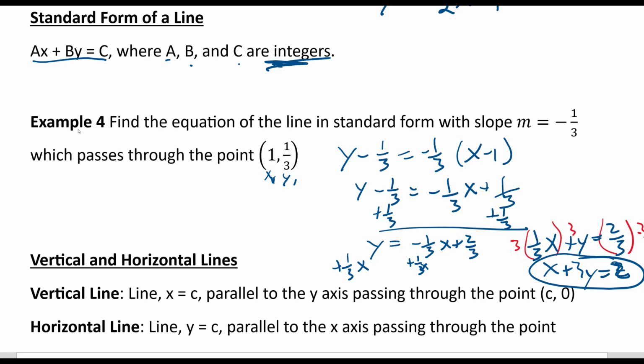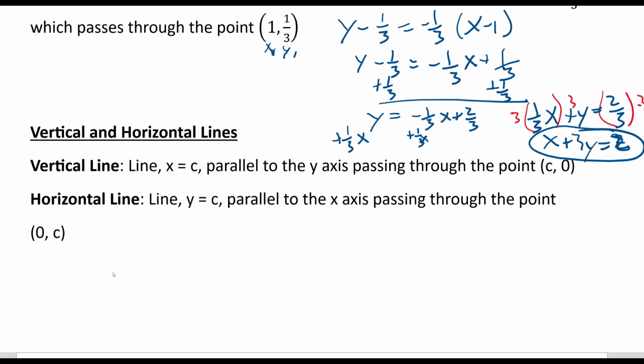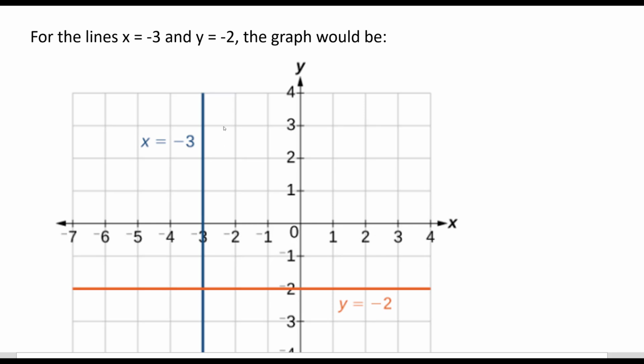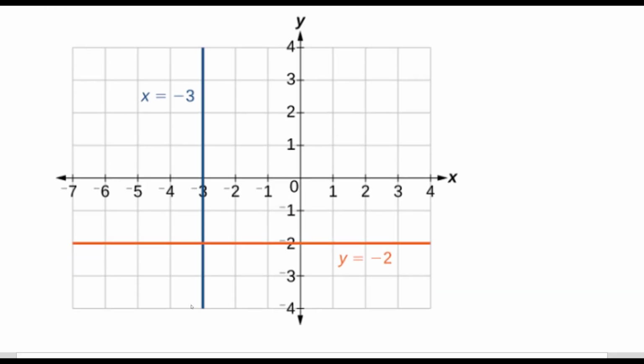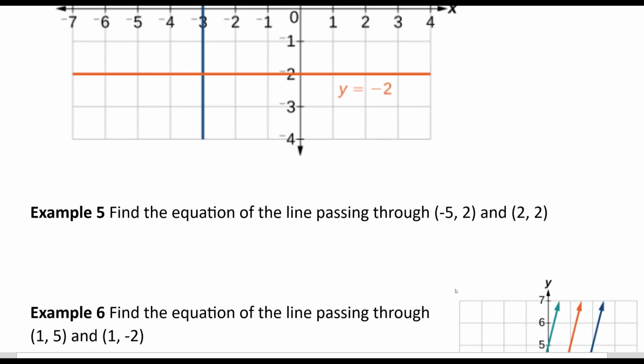The last topic for this video is vertical lines. A vertical line, x equals c, is parallel to the y-axis and goes through the point (c, 0). And the horizontal line, y equals c, is parallel to the x-axis and passes through the point (0, c). So here's an example. x equals -3 is this vertical line here that goes through -3, and y equals -2 is a horizontal line that goes through -2.